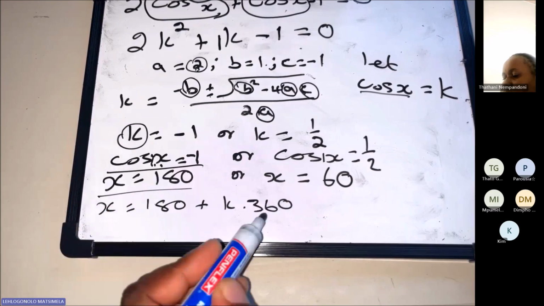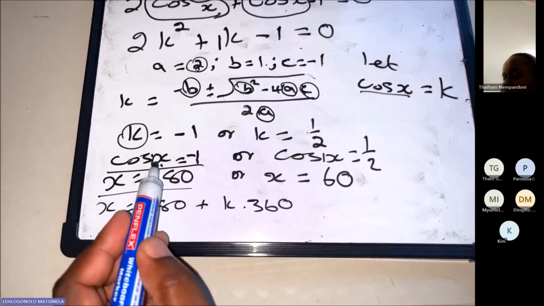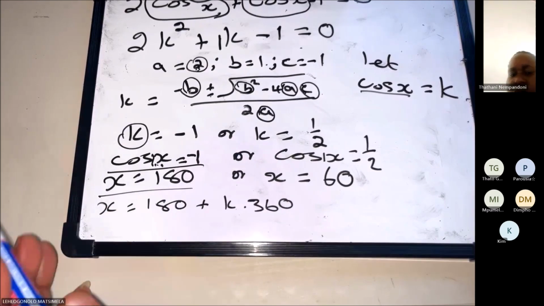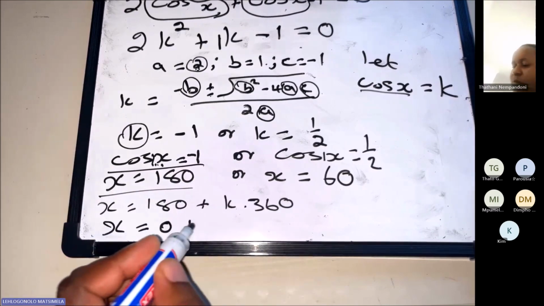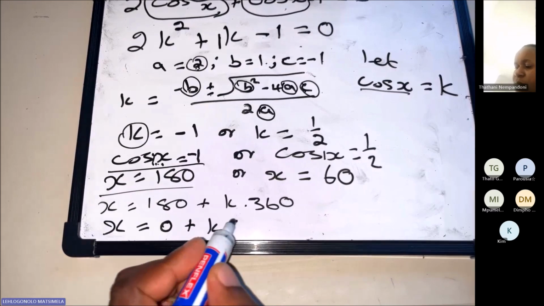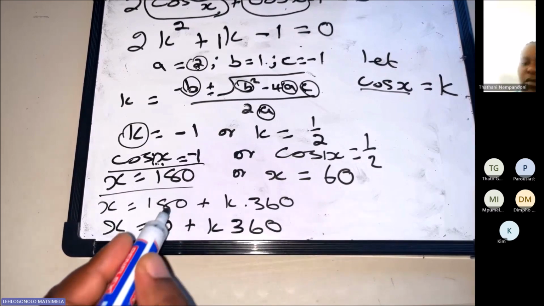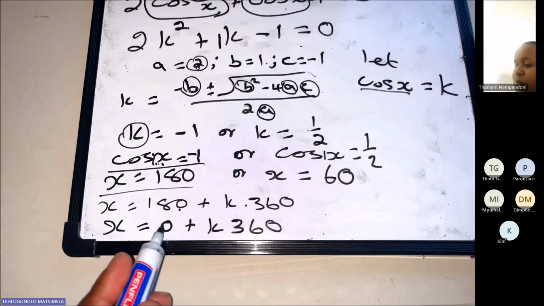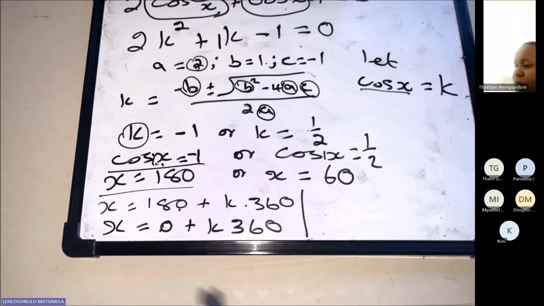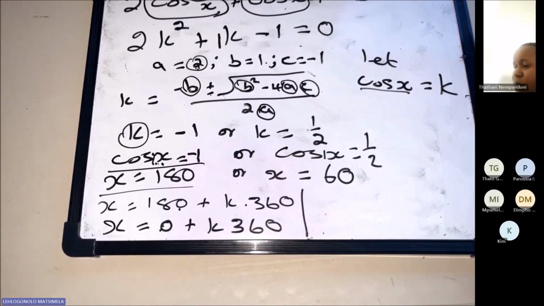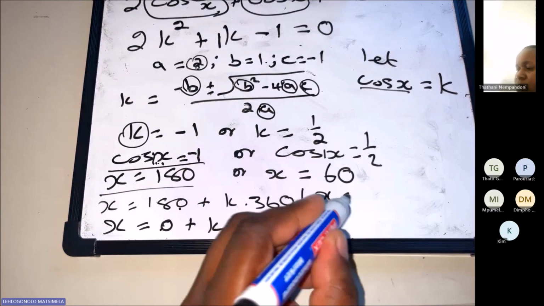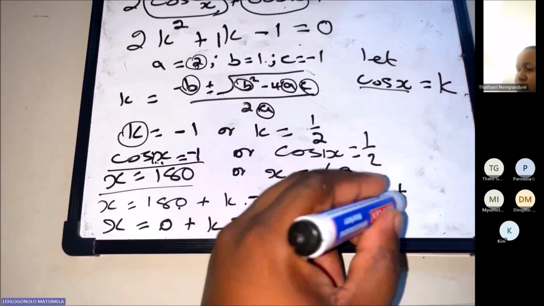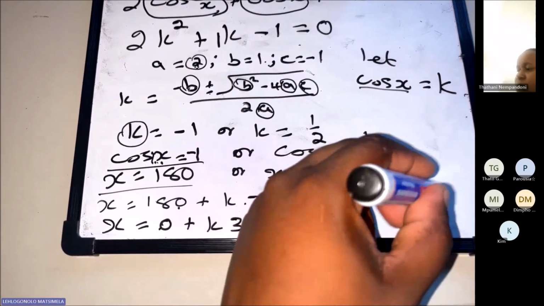Remember, the period of cos is 360 divided by the coefficient of x here. So if it's 1, it's just 360. Or the second one, which is 0 plus k 360. How do we get 0? 180 minus 180 gives us 0. That's the first part. The second part, when x is 60, we say 180 minus 60, which gives us 120. Then x is equal to 60 plus or minus k 360.